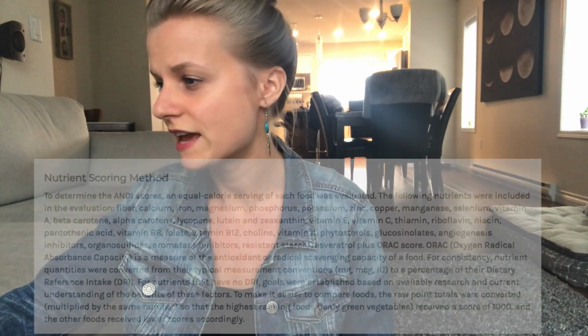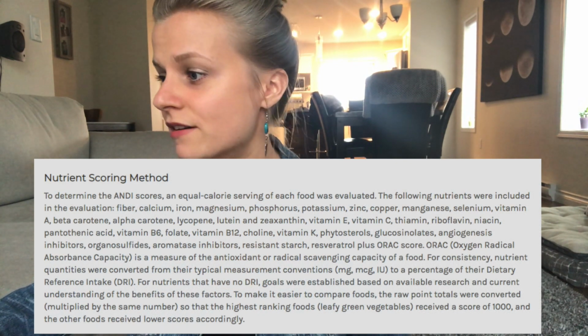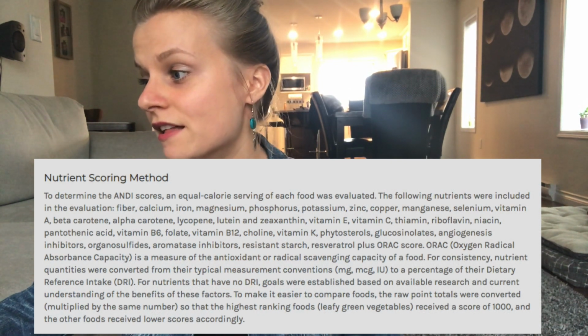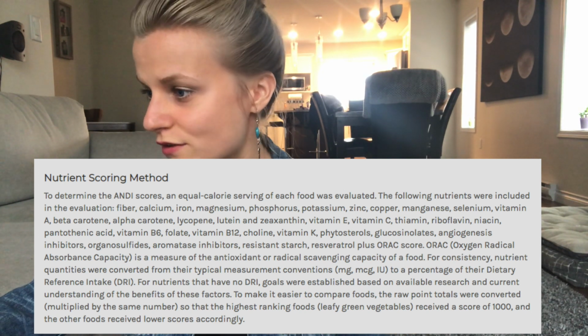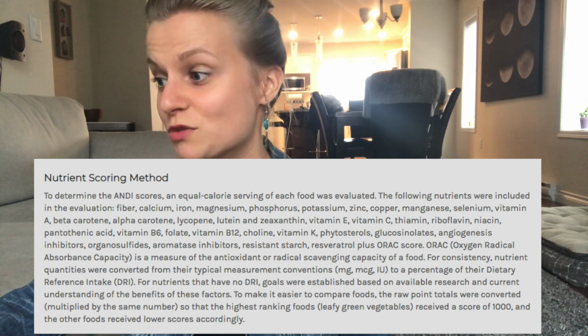So now that we've got the health equation out of the way, I'll talk about the ANDI scale. When you go to the grocery store and you look at a food label, this only lists a few nutrients, but the ANDI scale takes into account 34 different nutrients. So things like phytochemicals, minerals, vitamins, fiber. I'll actually list a few for you. So we've got calcium, iron, magnesium, vitamin E, vitamin C, thiamine, riboflavin, angiogenesis inhibitors, organosulfides, aromatase inhibitors, resistant starch.